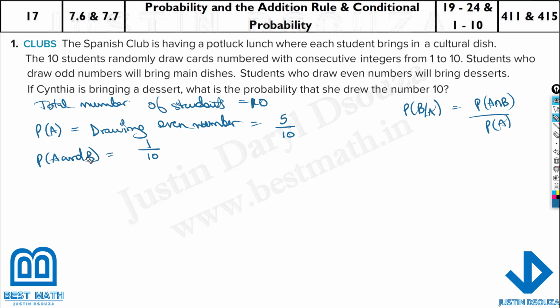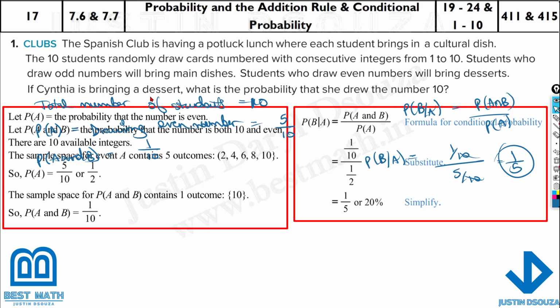So these are the steps required. Now you can directly do the step 2 formula. Let's solve it. Probability of B condition A is equal to probability of A and B is 1/10 divided by 5/10. So this cancels. It's 1/5. It's 20% chance. So she drew the number 10 provided she's bringing a dessert. So that's it. That'll be the answer.